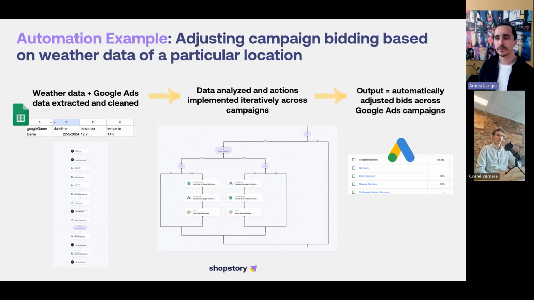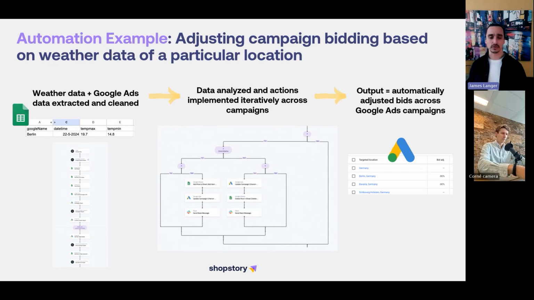And in this example, we're going to be talking about adjusting campaign bidding based on weather data of a particular location. So here we had a client who advertises in a lot of different cities, right? They've got products where they're advertising in Berlin, in Copenhagen, and so on, and they have different campaigns for all these different locations. So what we do is we input all of the weather data automatically into a spreadsheet, into a Google Sheet, and then we input that into a flow.